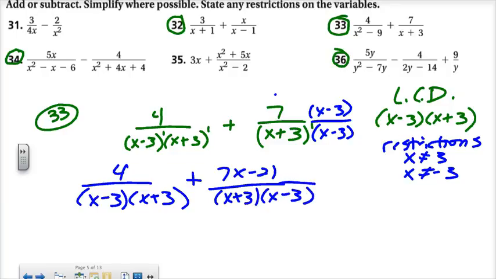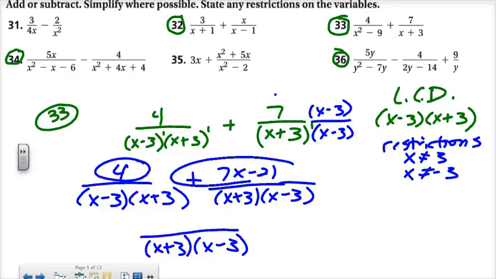Now that we have that common denominator, we can see that the denominator is going to be x plus 3 times x minus 3, because remember the order doesn't matter because multiplication is commutative. And we go ahead and add the 4 and the 7x minus 21. So we will have 7x and then negative 21 plus 4, minus 17.